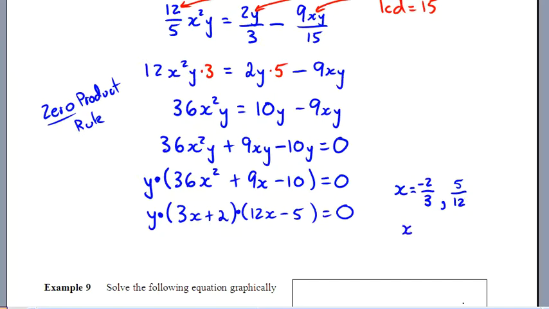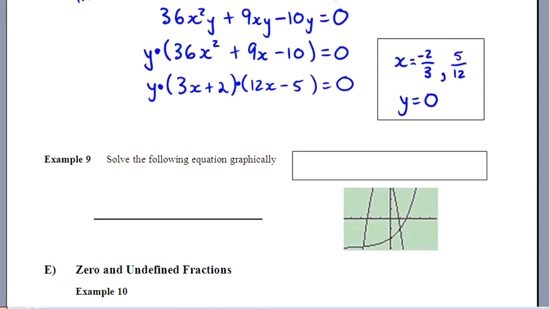Or, here's another solution, this y out here. If the y was equal to 0, that would work too. That would wipe everything out. Now we did multiply by a least common denominator, so you should check to make sure none of those cause division by 0 in the original question. They don't, so they're all good. Any one of those three things, x being negative 2/3, x being 5/12, or y being 0, would actually get things to be nice.